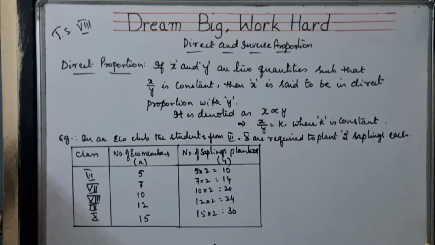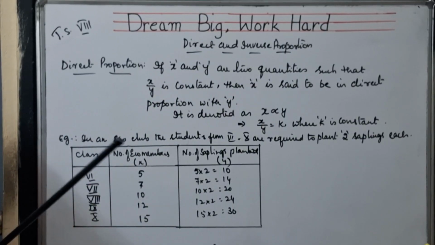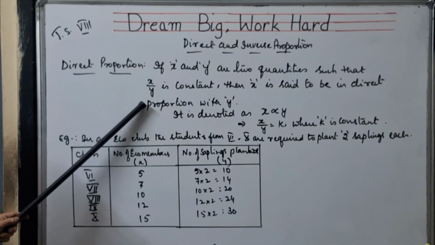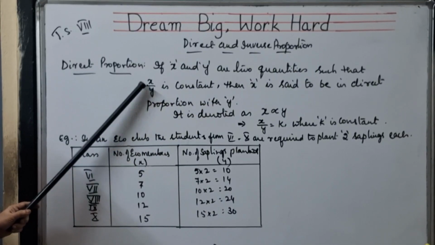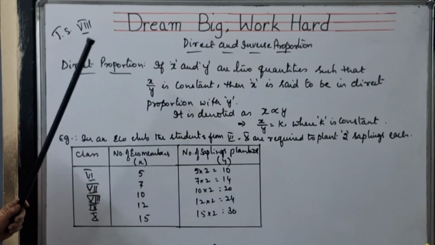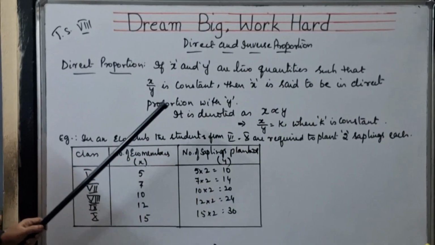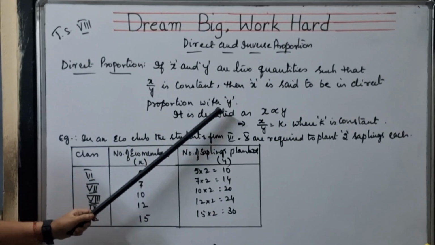Now I am dealing with 8th class maths, new chapter, direct and inverse proportion. So the definition of direct proportion. Direct proportion means if x and y are two quantities such that x by y is constant, meaning when you take the ratio of x and y, if you get the same value for all the different values of x and y, then x is said to be in direct proportion with y.